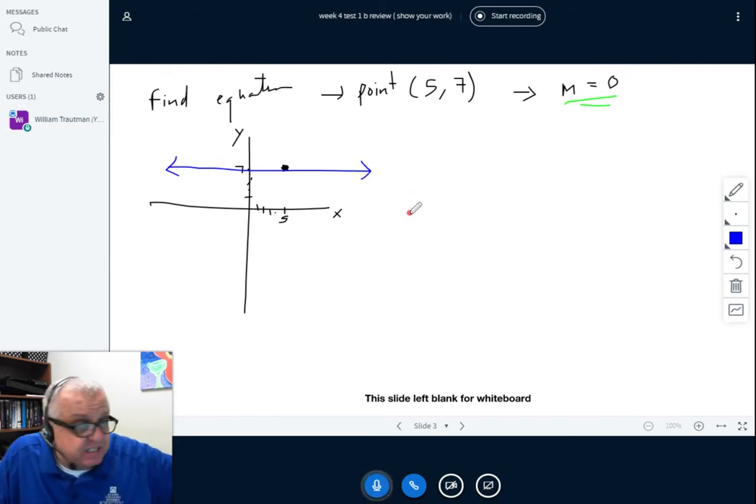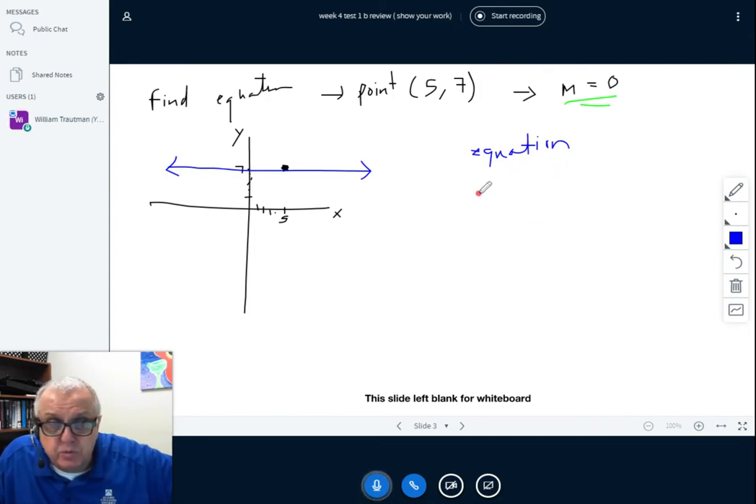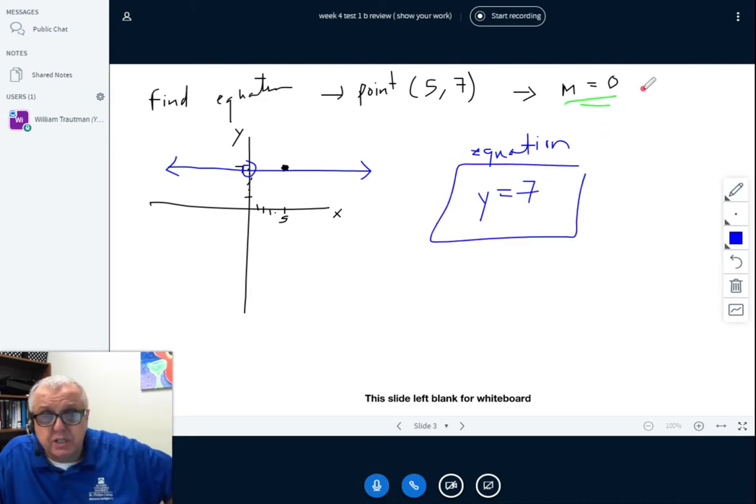I still have to write the equation. How do you write the equation for a horizontal line? All horizontal lines, the equations start with y equals, and it's y equals whatever point it goes through, y equals 7. That's the full equation. That's an equation for a horizontal line, and it goes through the point 5, 7. And that's all the work I'd want to see on this test. I mean, draw the picture and write the equation.